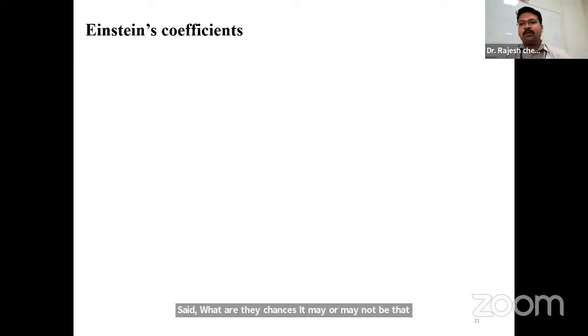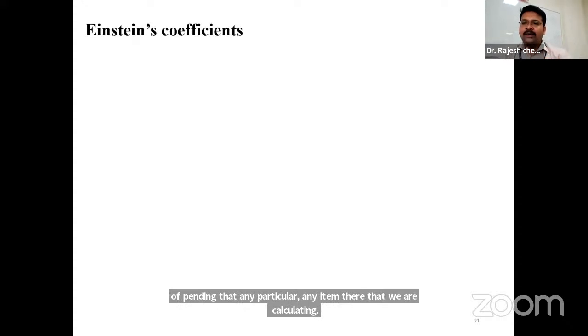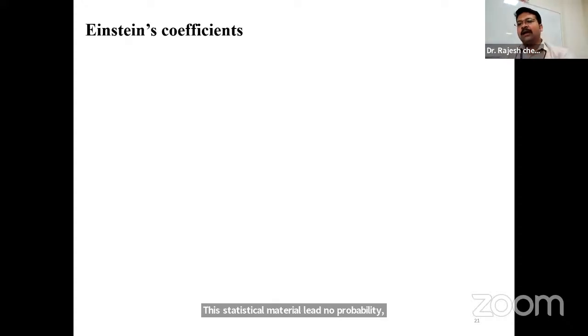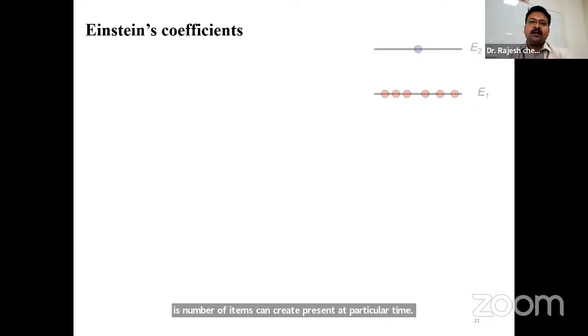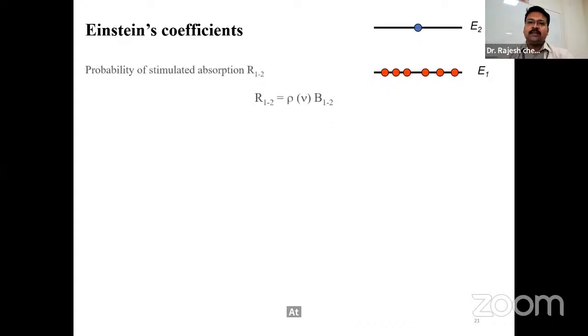Sir, what are the chances it may or may not be there? Yes, good. So probability is nothing but we are assuming that it will be there. Probability of finding any particle, any item there, we calculate statistical mechanically. Now probability density means the number of items that can be present at a particular time or particular place. Okay. Now here we can see the energy level diagram.